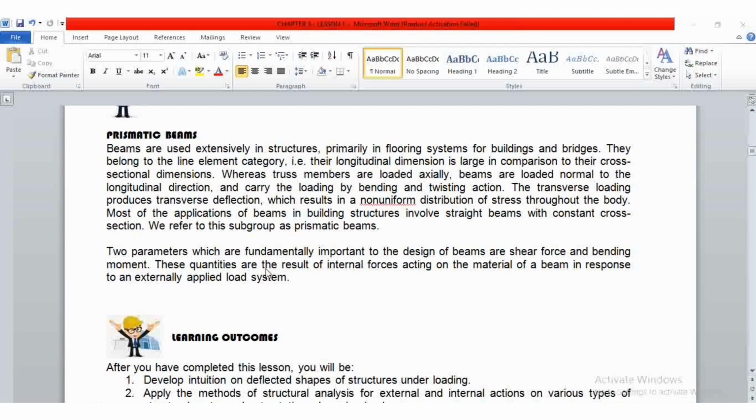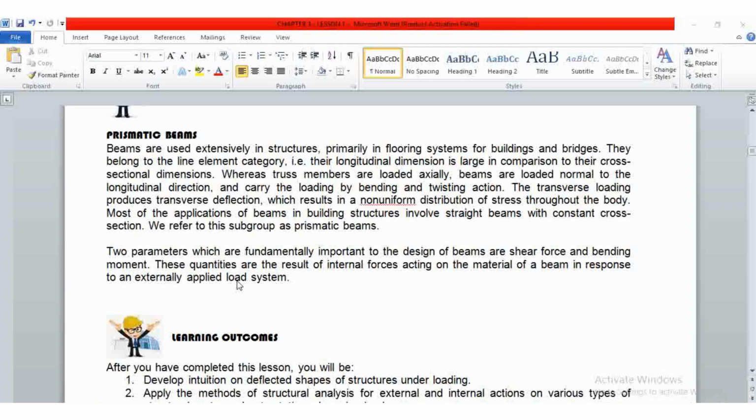Okay, for Chapter 3, Lesson 1, we go to beams. Beams are used extensively in structures, primarily in flooring systems for buildings and bridges. They belong to the line element category, so their longitudinal dimension is large in comparison to their cross-sectional dimensions.